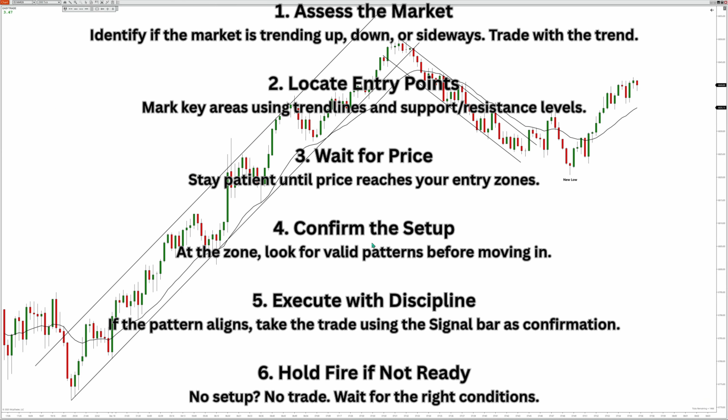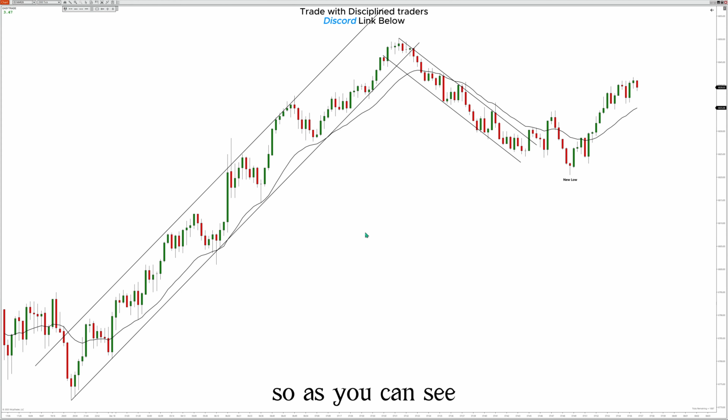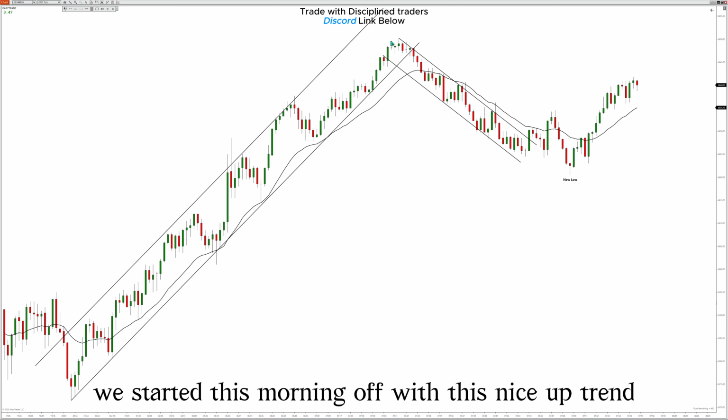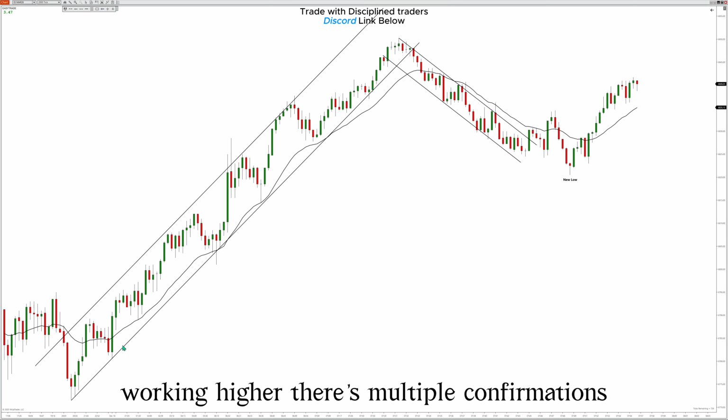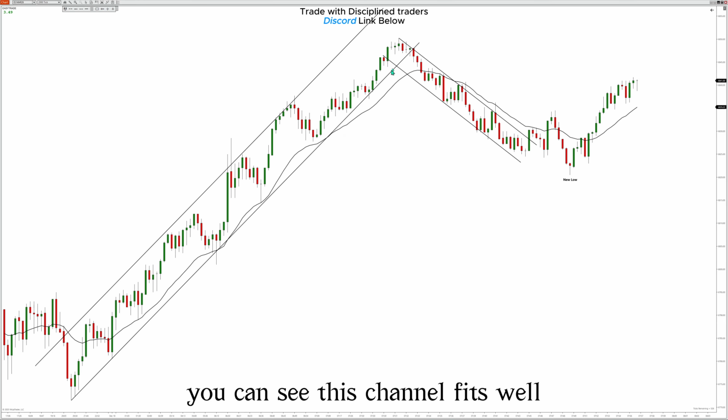ES E-mini futures 2000 tick chart, and we're using price action rules and market geometry to determine where to enter for high probability setups. So as you can see, we started this morning off with this nice uptrend working higher. There's multiple confirmations off of this bottom trend line. You can see this channel fits well.